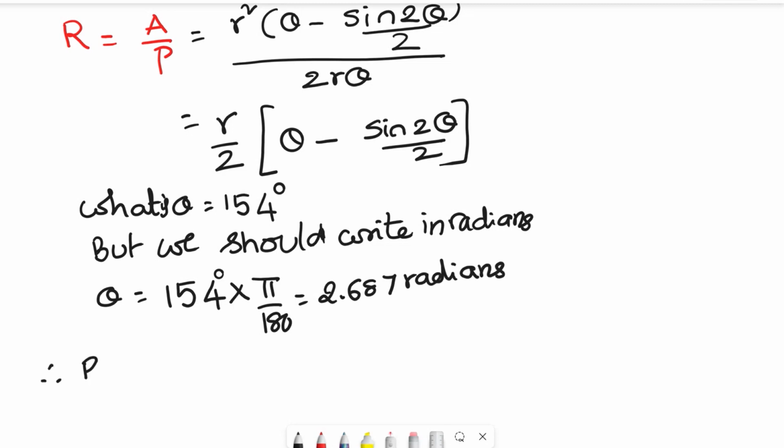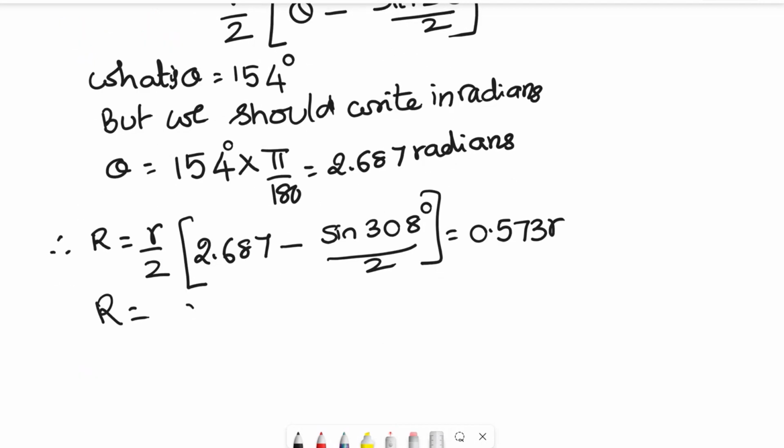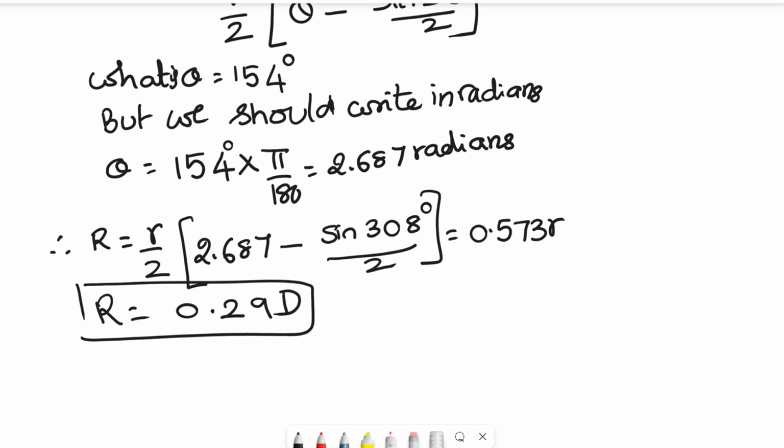Therefore, R is equal to R by 2 into 2.687 minus sine 2 theta, meaning 308 degrees, divided by 2. So if I solve this, it is going to be 0.573 R, which is R is equal to 0.29 D. So this is the second condition.